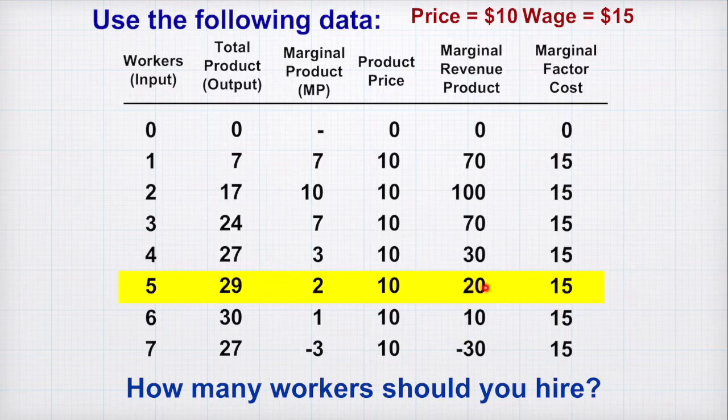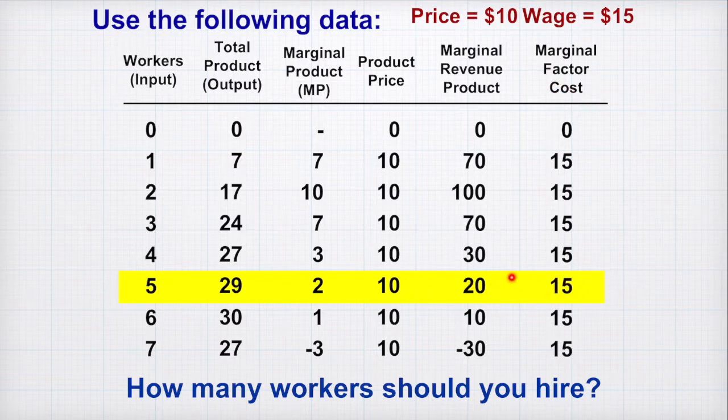So yes, these two numbers are not equal to each other, but this is the profit maximizing quantity of workers to hire, because at 6, the marginal factor cost will be greater than the marginal revenue product. At 6 workers, it's going to cost more to hire them than additional revenue. So somewhere in between 5 and 6, these two curves would intersect on the graph, and that's where we would stop, which makes this the correct answer.